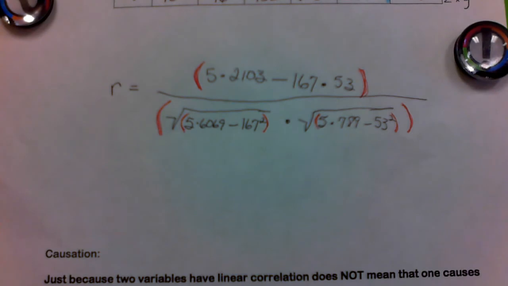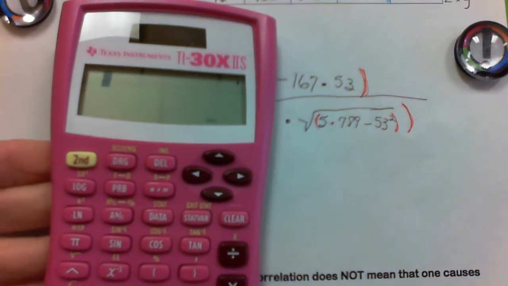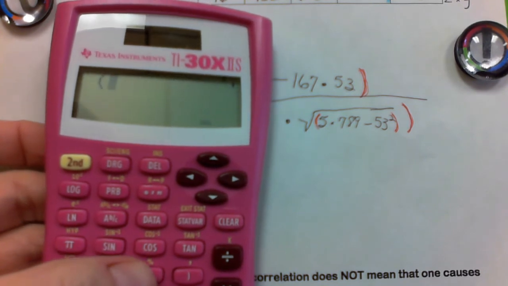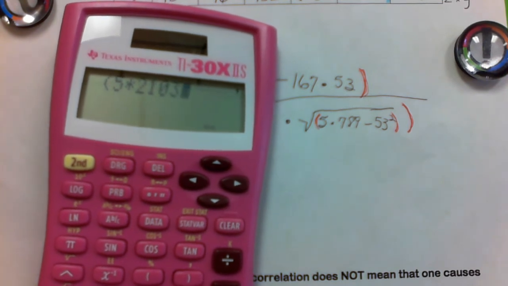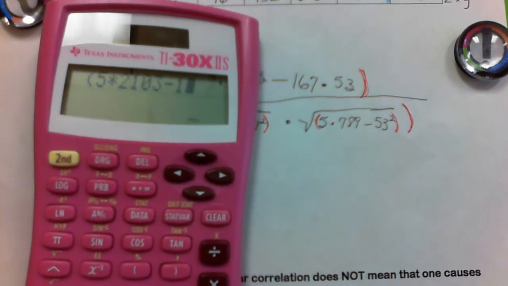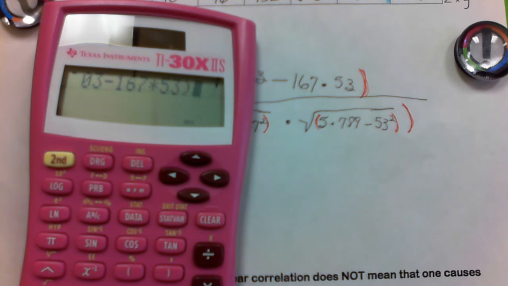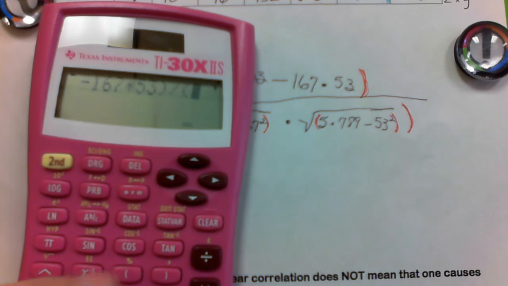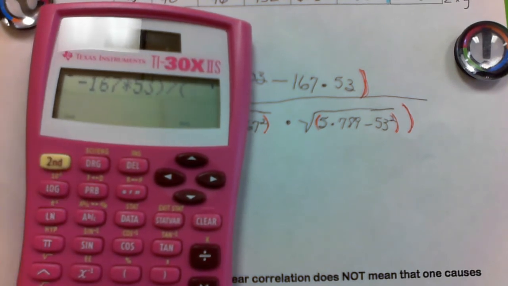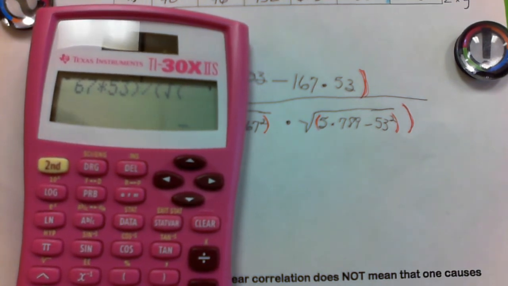So I'm going to try to get the calculator up there to where you can see it and show you how to enter this. You're going to do open parentheses, 5 times 2103 minus 167 times 53, close parentheses. That's your numerator. Then we're going to push the divided by sign. Then this parenthesis is critical. Open parentheses, and then square root is second x squared. Then my radical automatically opens a parentheses. If yours does not, you need to open the parentheses.